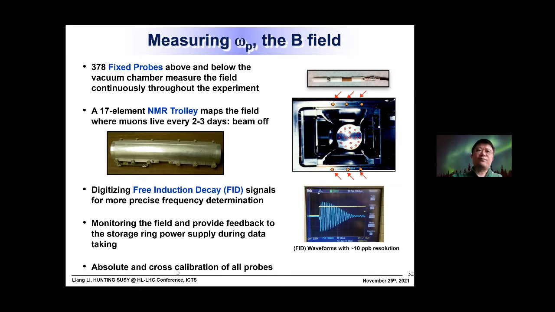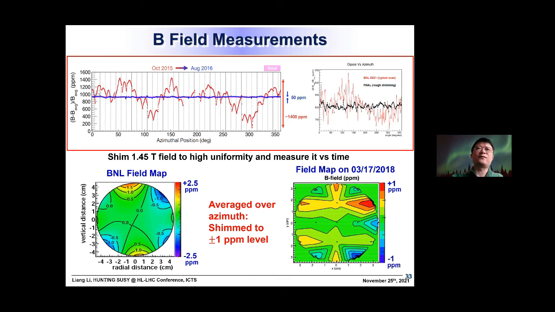And then we'll do the absolute cross calibration of all the probes, right? There's like 500 of them. And this is our monitoring result. This is before we do the shimming, you can see there is quite a variation. But after you do the shimming, it's tiny, right?